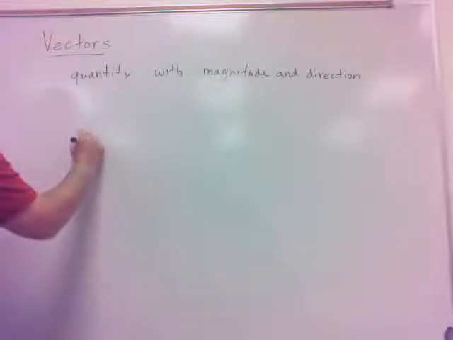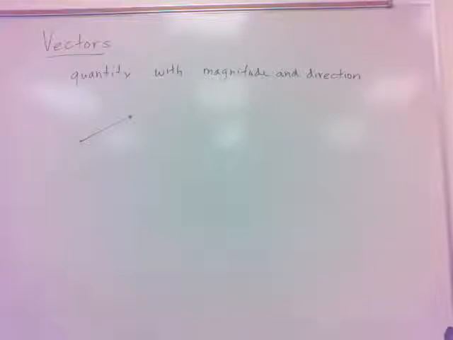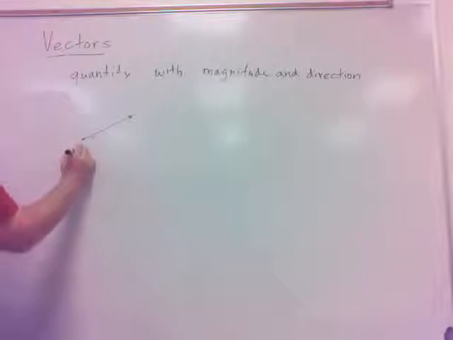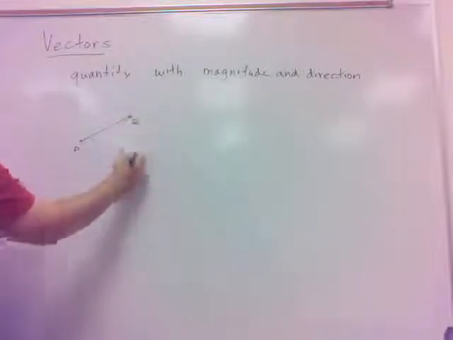We show vectors with an arrow, because that shows our direction. And so we've got our initial point and our terminal point.